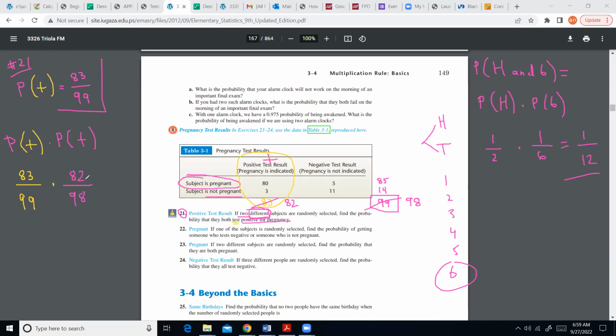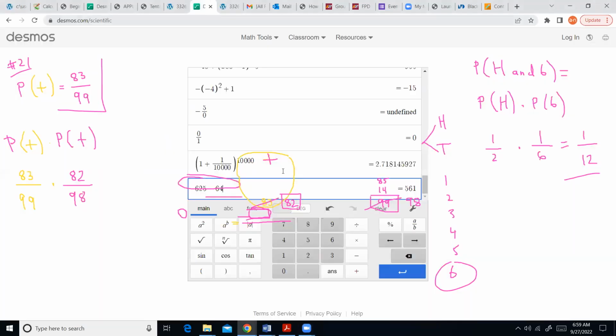And once that person was tested positive, we no longer consider that person. So one less is left, and that's why we use 82. So I just follow the question of this exercise. I know different things may happen, but they care for both of them being tested positive.